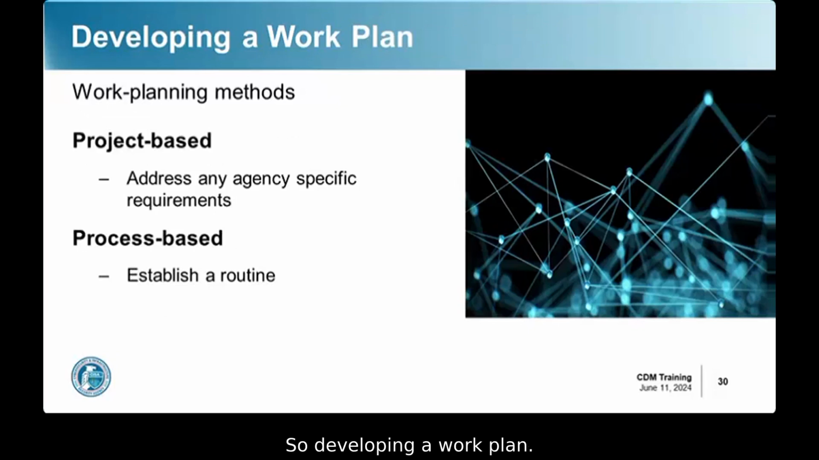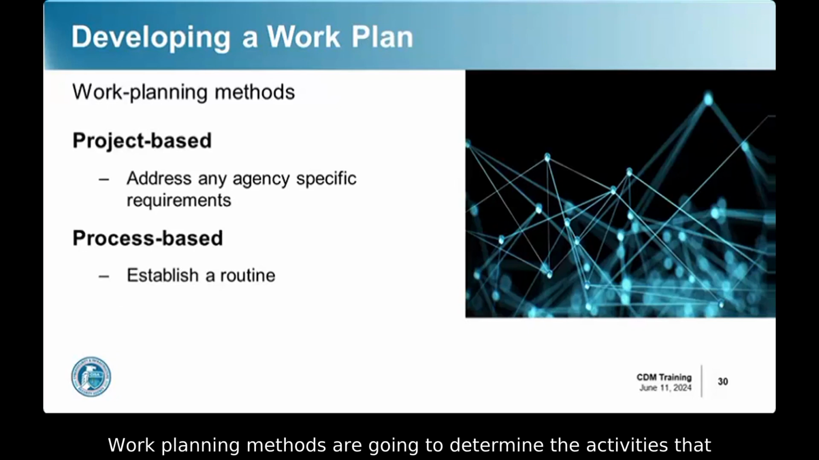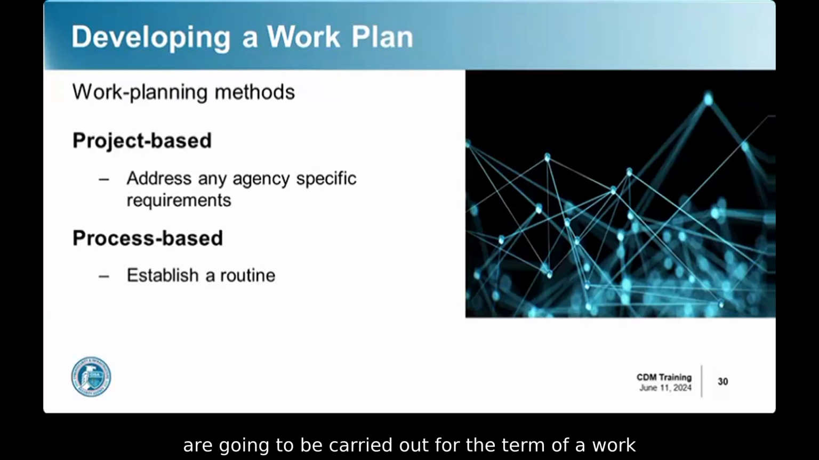Okay, so developing a work plan. Work planning methods are going to determine the activities that are going to be carried out for the term of a work cycle, whatever that cycle is for you and your agency. It helps you to establish and keep a battle rhythm. A work plan is extremely helpful in navigating the activities of setting up your dashboard and maintaining ongoing risk management processes. Now, there are two primary types of work plans. One is project-based and the other is process-based.